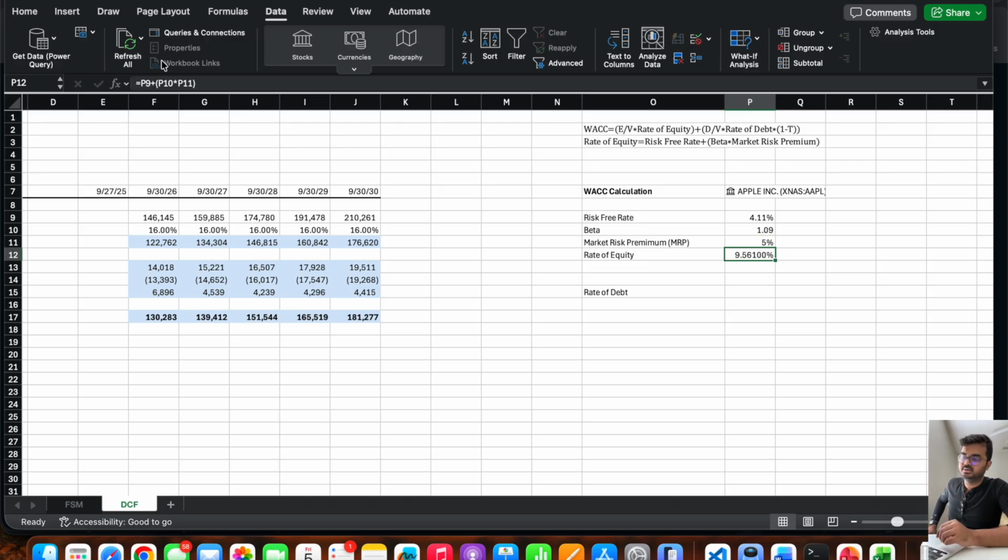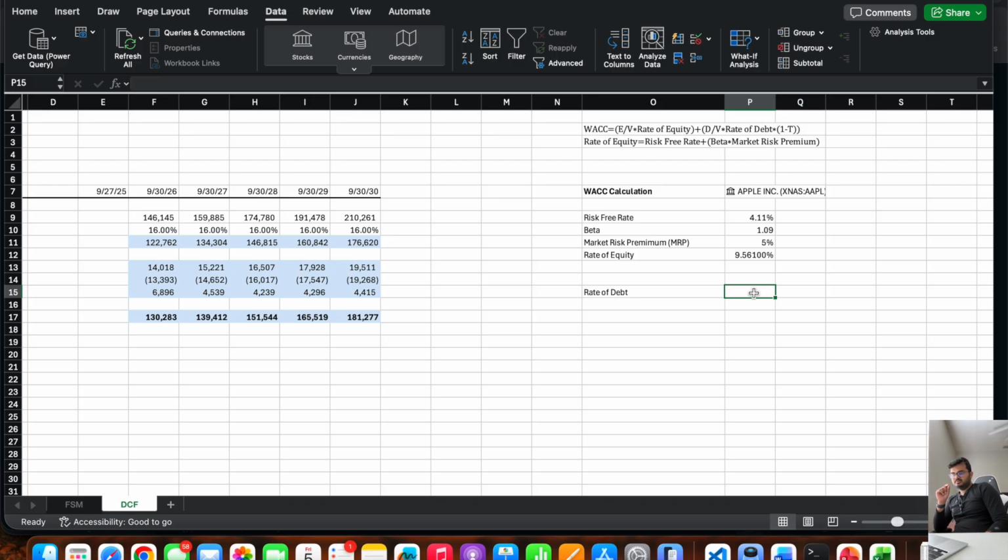But as I mentioned, we will do the sensitivity analysis where I will try to give more return and then figure out what would be the equity value of the Apple. Then the next one is rate of debt. This I'm going to take a very wild guess. The reason is very simple.